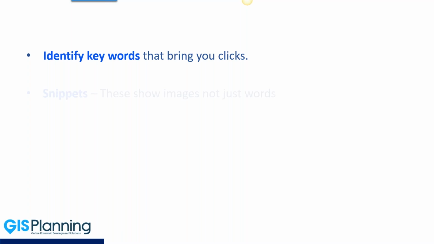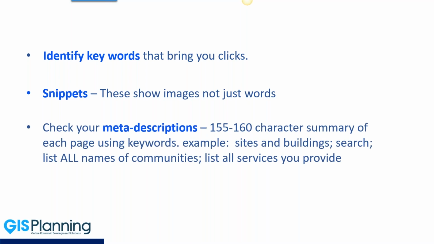So let's talk about a couple of other little tips here. Identify keywords that bring you clicks. You can see that in your analytics. Your Google Analytics should tell you a little bit about what people are Googling and how they've gotten to you. Snippets. Snippets are showing imagery or image, not just words. And then check out your meta descriptions. Meta descriptions are about 155 to 160 character summary of each page using keywords.